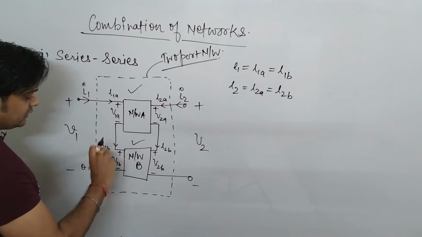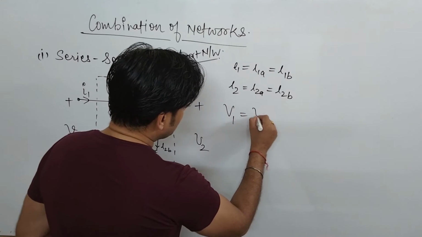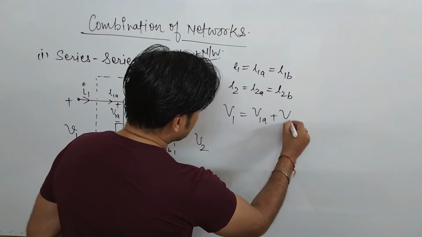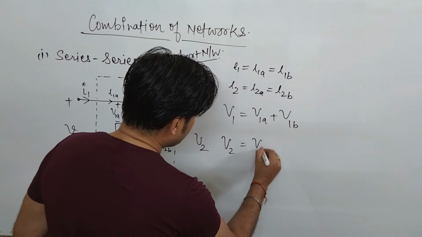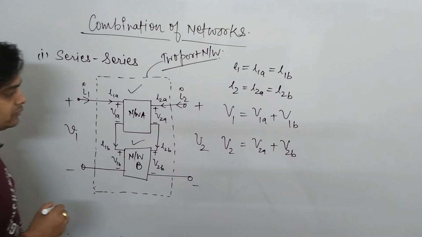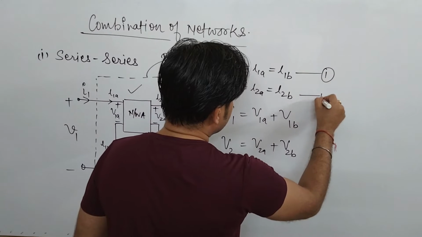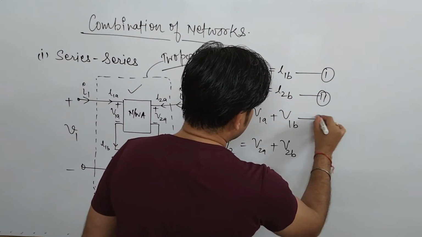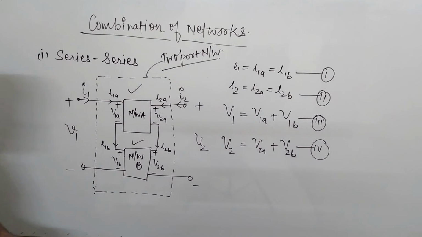But if you talk about this voltage V1A and V1B, you can say that the value of V1 is equal to V1A plus V1B. Similarly, the value of V2 is equal to V2A plus V2B. So these are our conditions: this is first, second, third and fourth. I'm not going to solve that mathematical description because you can do that.